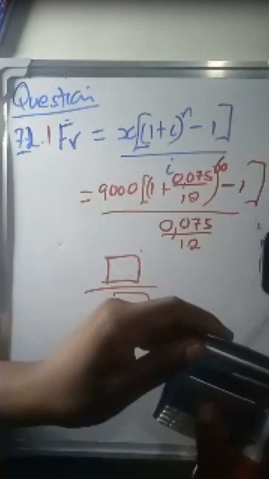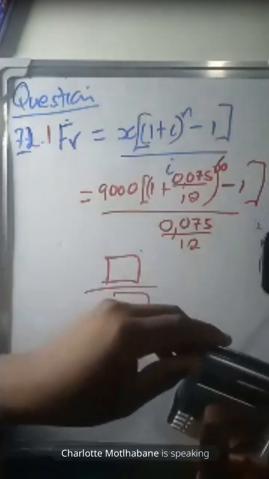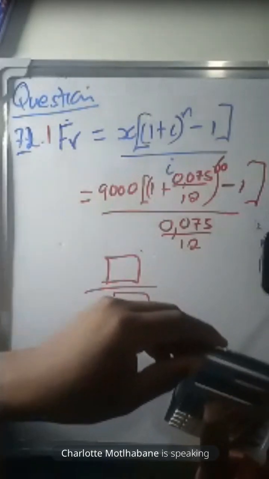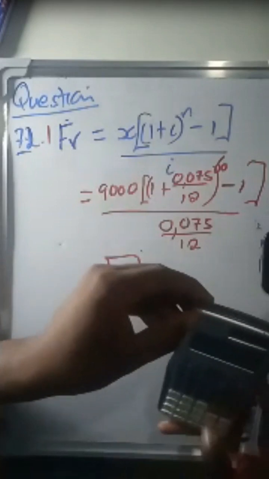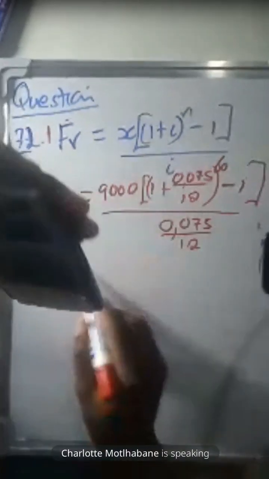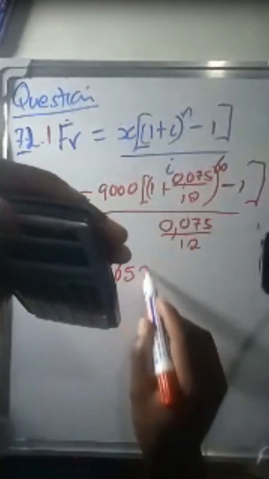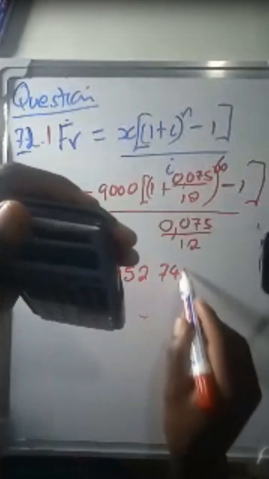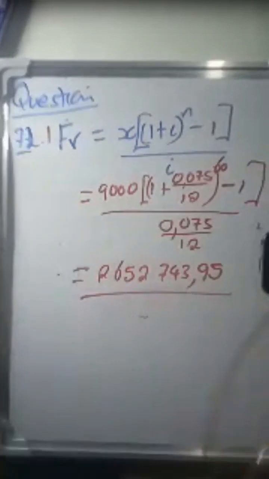What did you get? I'm getting 652743.9479. Now we round off because that is the final answer. We round off to 2 decimal places. So this is going to be 652,743.95. Did we manage to get that one, all of us? That is the future value.